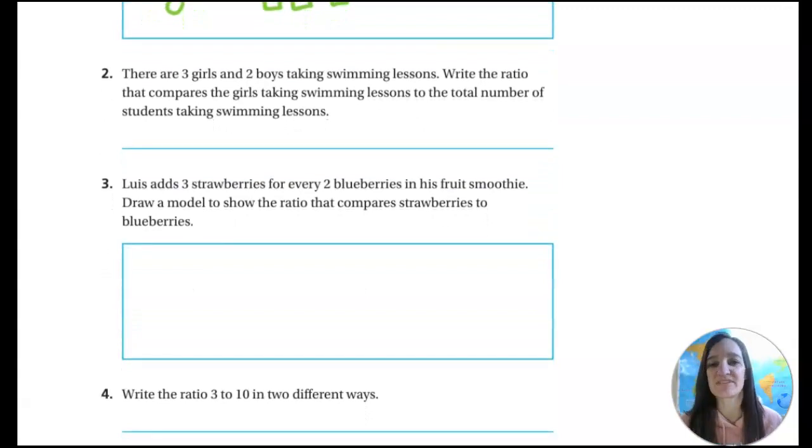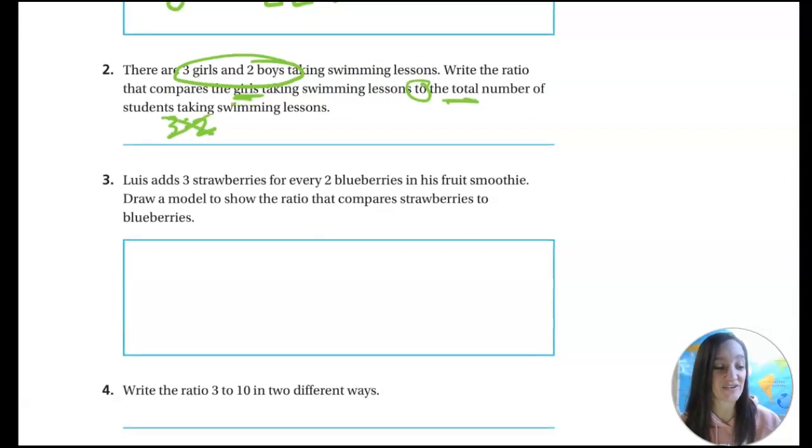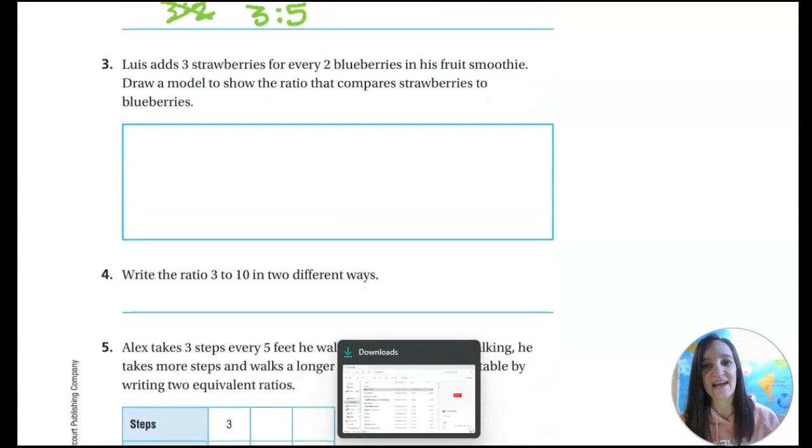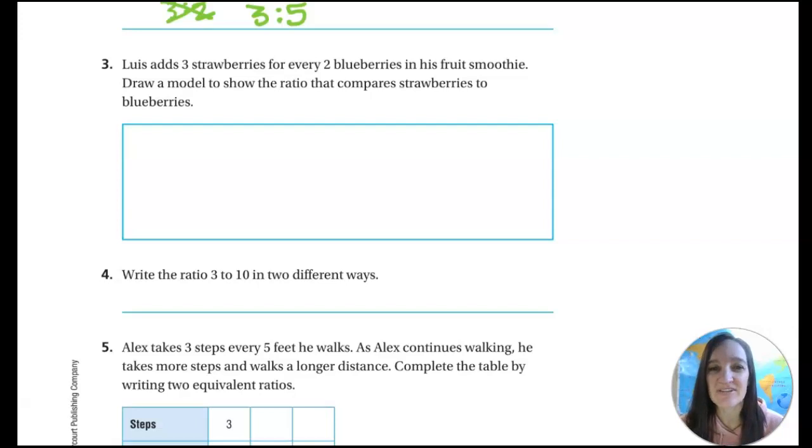There are 3 girls and 2 boys taking swimming lessons. Write the ratio that compares the girls taking swimming lessons to the total number. Again, this can be very simple, or you can get it completely wrong. If you are just like, oh, 3 to 2, because you see 3 and 2, that's completely wrong. But if you read it carefully and you read that it's girls to the total, which is 5, then it becomes the correct answer.